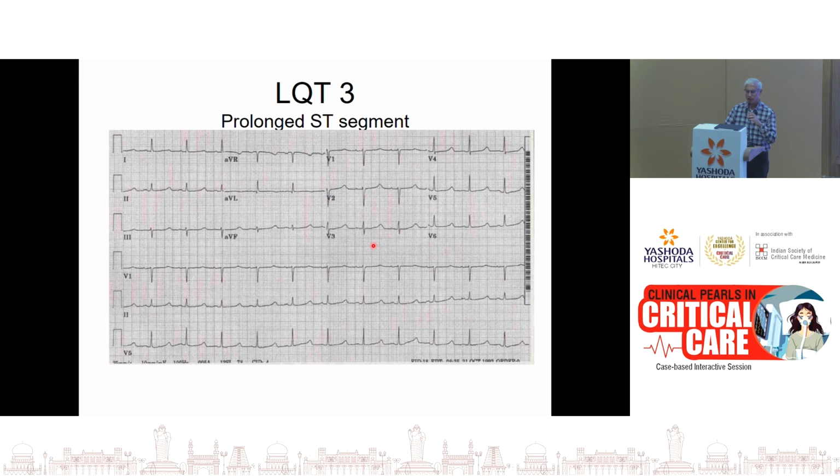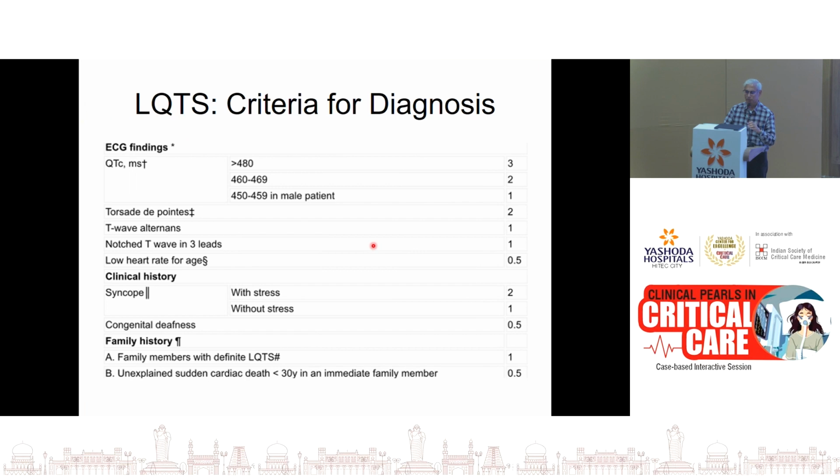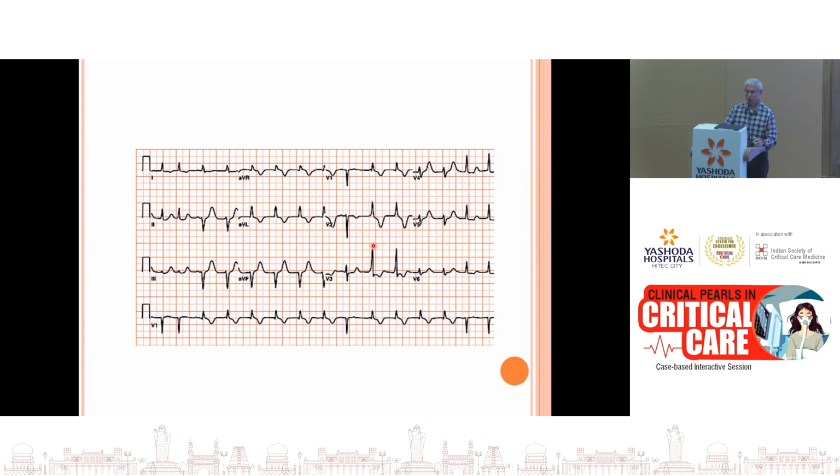Long QT3 is the least common of all the three, and in these patients it is because of the prolongation of the ST segment. The T wave is normal, but the ST segment is prolonged, and these patients typically have syncope during sleep. So in these patients, beta blockers are least effective. These are the several criteria. I'm not going to go into the details.